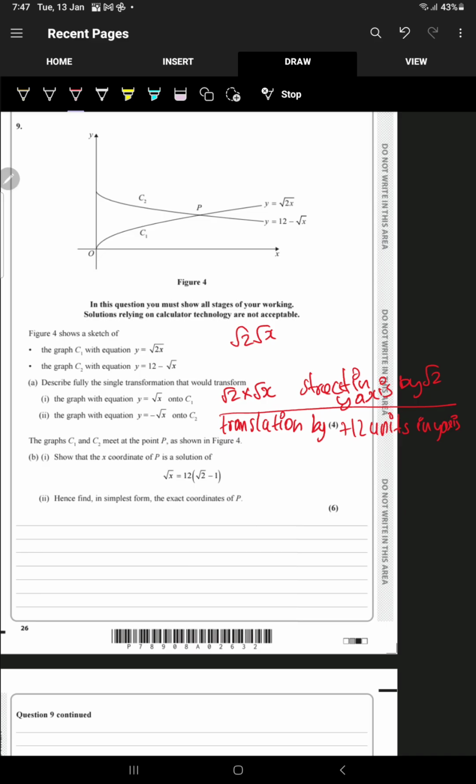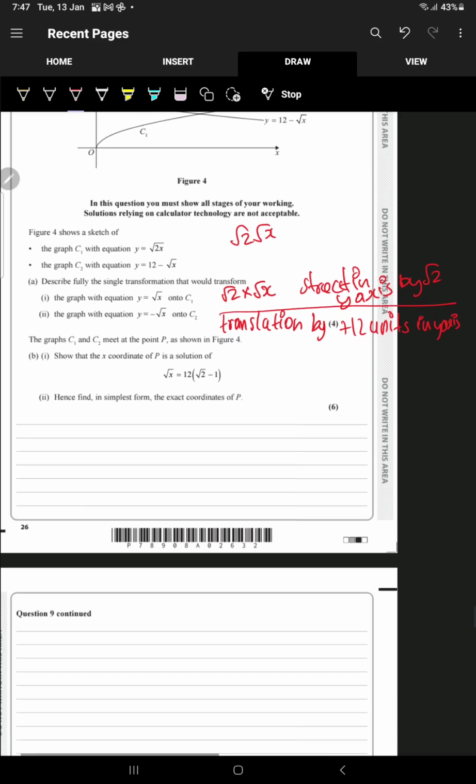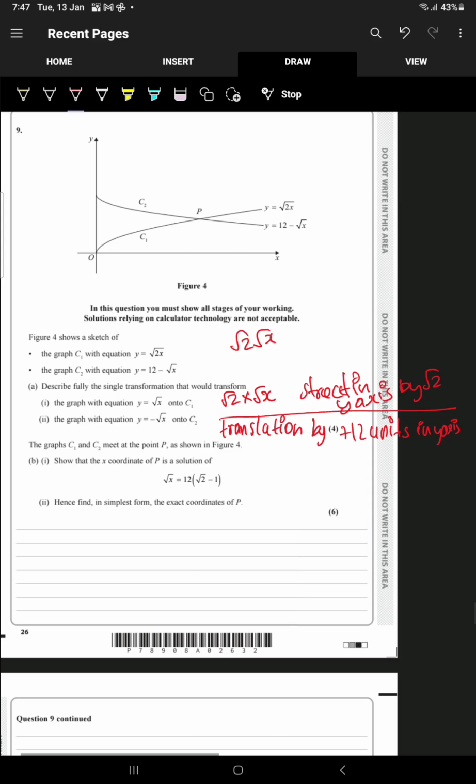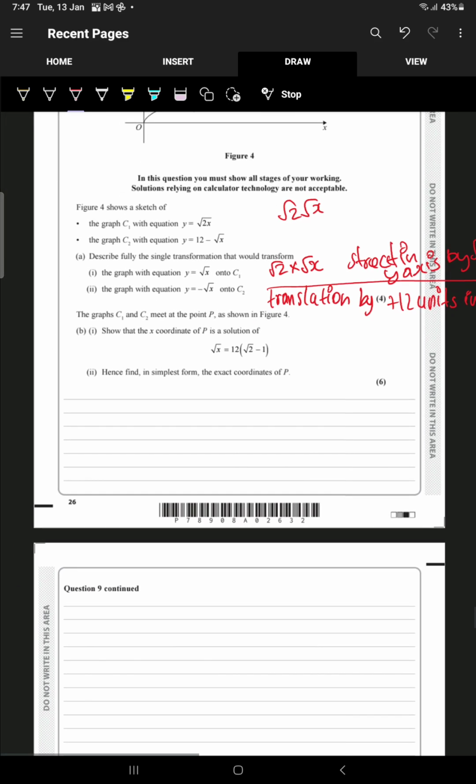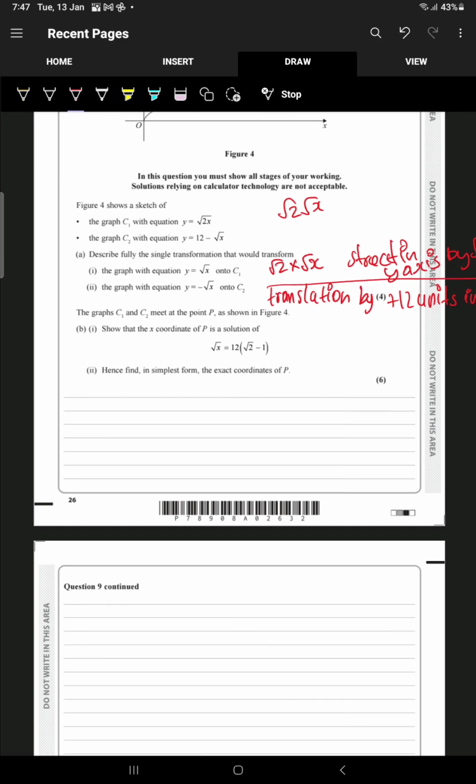The graphs C1 and C2 meet at point P, show that the x coordinate of the solution is this, and we have to find the exact coordinates of P. All right, so this is a bit tricky question. How many questions are there? 10. Oh my god.